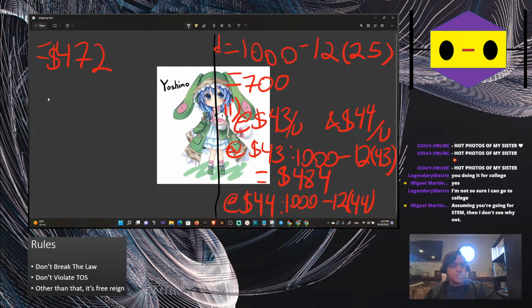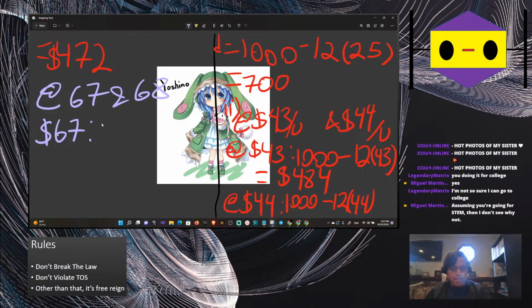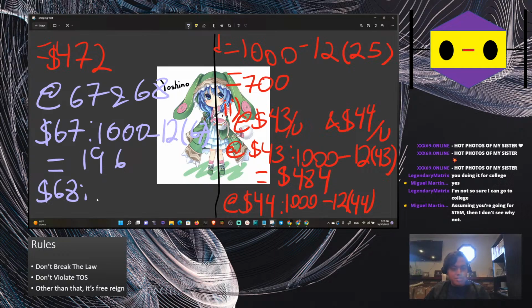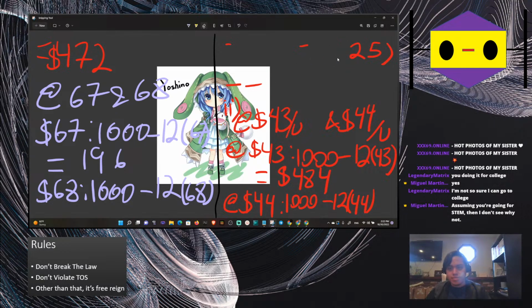Now let's go to the next one. So at 67 and 68, let's do it. At $67 we will have 1,000 minus 12 times 67, and that'll be equal to 196. And I know this seems kind of repetitive, but a lot of times these questions are repetitive, don't you think? And 12 times 68 should pretty much be 184, correct?